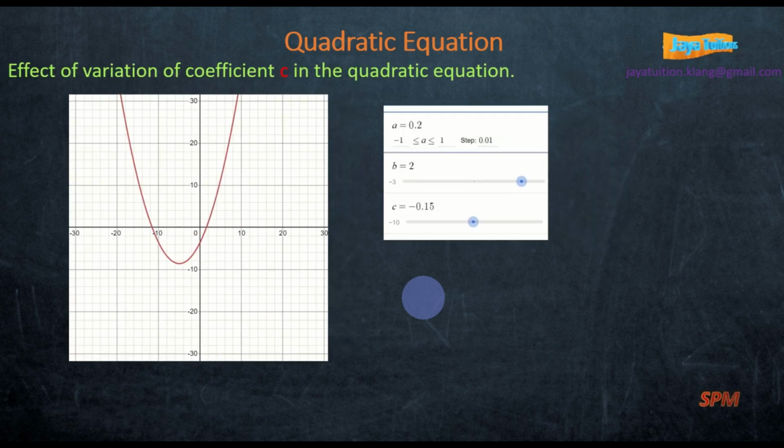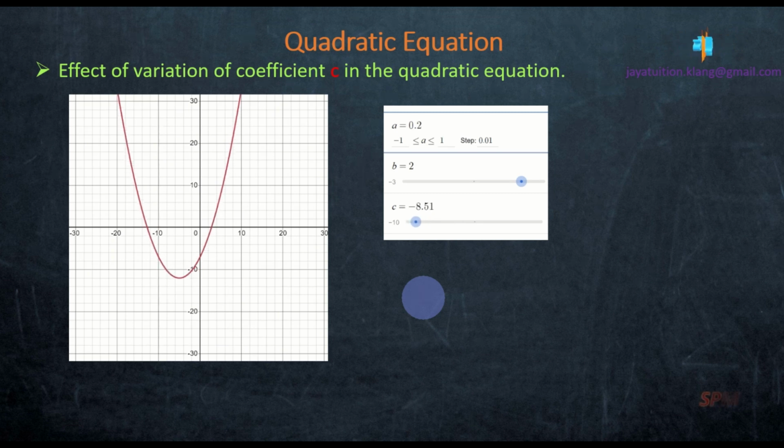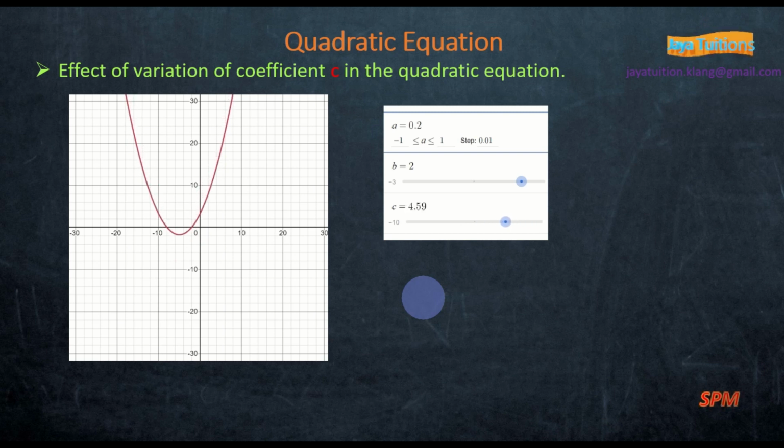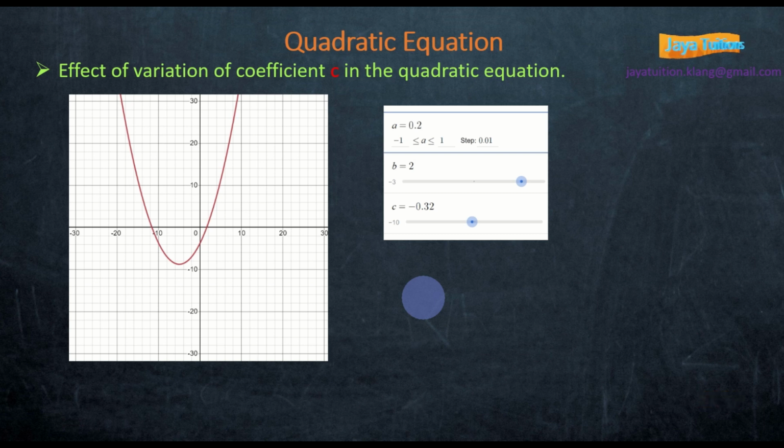Let us now try to see the effect of the coefficient c. As c changes, the graph shifts along the vertical y-axis. The shape of the graph does not change because a is remaining constant, equal to 0.2, and b is fixed, equal to 2.